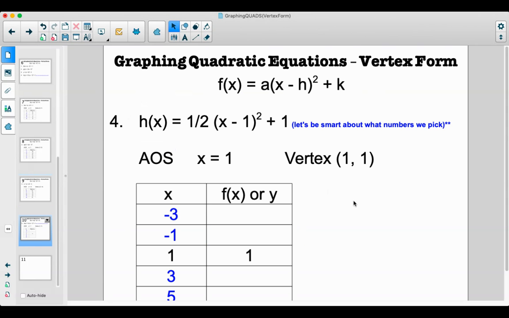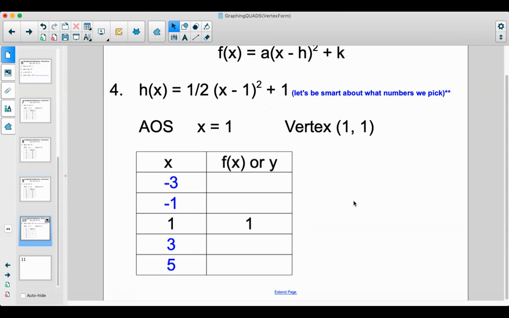Last one. A value is 1/2. H is 1. K is 1. And the axis of symmetry is x equals 1. Vertex is 1, comma 1. And I put that right in the middle of the table, but I did not count in order here. My thinking is, I have a half here. So I want to pick numbers.